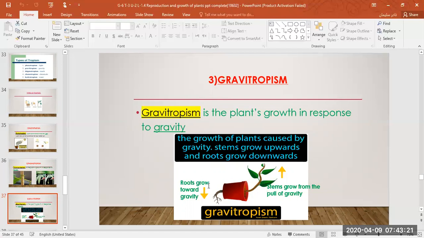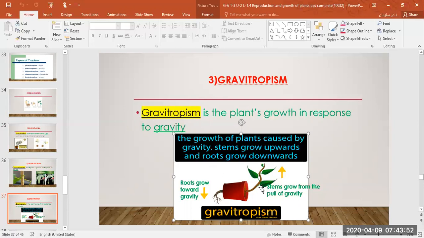As you know, roots are growing downward. Roots normally grow downward because they are pulled by the force of gravity. Roots grow toward the gravity. Okay, so they have, like we name it, positive gravitropism, with the direction of gravity, with the same direction, because as you know, the direction of the force of gravity is downward.